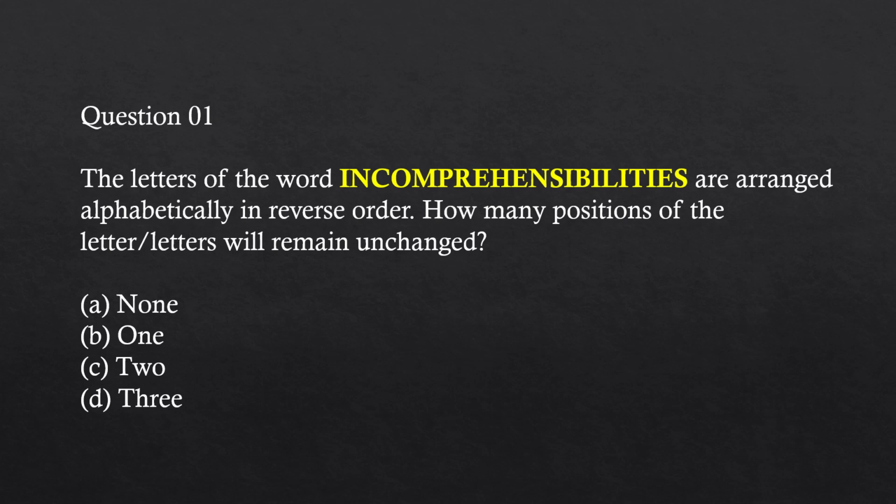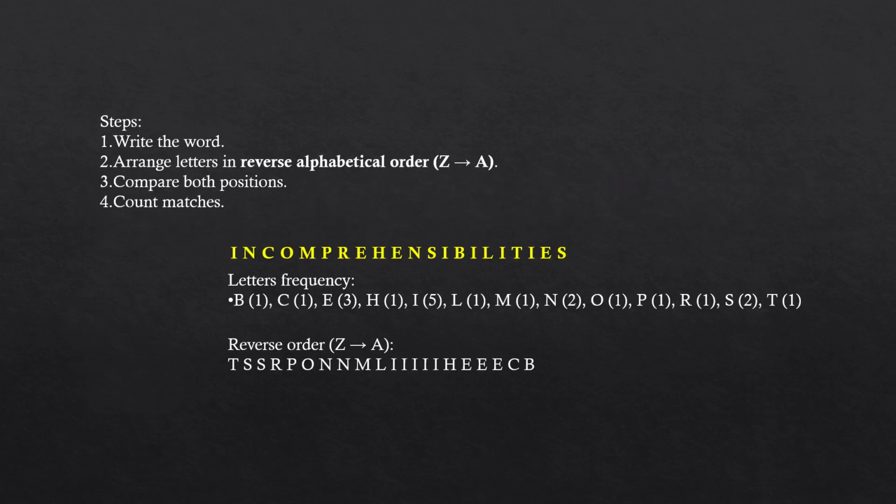Question number 1. The letters of the word incompressibilities are arranged alphabetically in reverse order. How many positions of the letters will remain unchanged? So now we'll solve this question. Although this is a very simple question, to avoid any kind of confusion, first of all, we will write the already given word, that is incompressibilities.